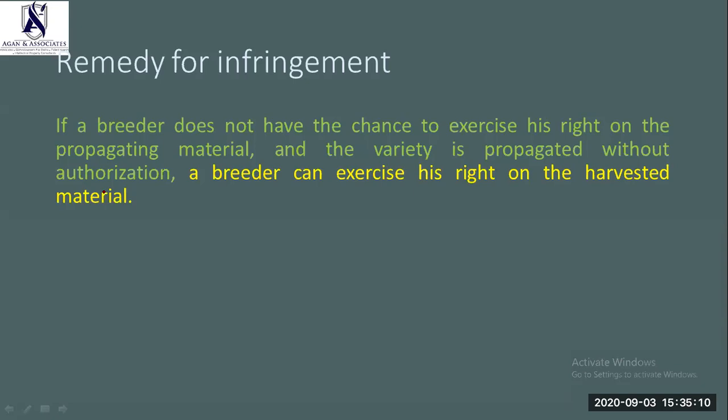if there is propagation of products that are the subject of a registered plant variety, that someone goes out there and plants, the owner can exercise his right on the harvested material, can go to court and get an order for the same to be confiscated from the person who has gone ahead and propagated without his authority.